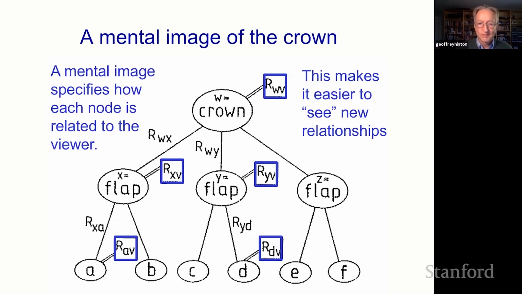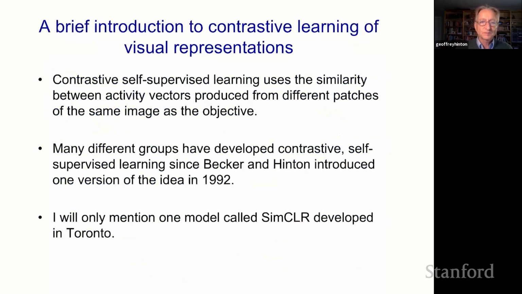Okay, enough on mental imagery. So I'm now going to give you a very brief introduction to contrastive learning. So this is a complete disconnect in the talk, but they'll come back together soon. So in contrastive self-supervised learning, what we try and do is make two different crops of an image have the same representation.